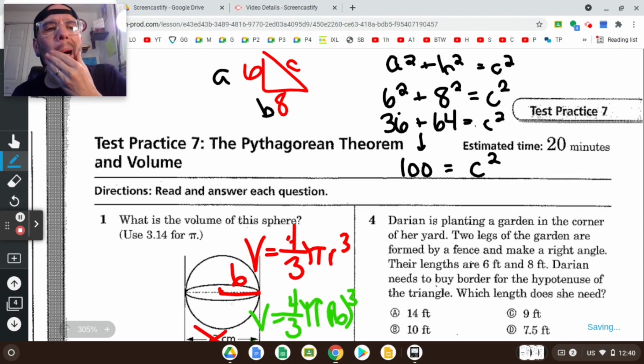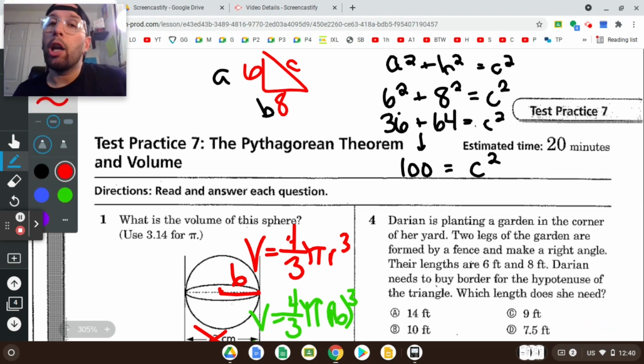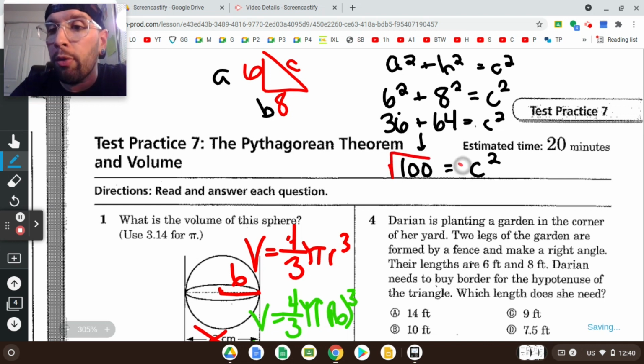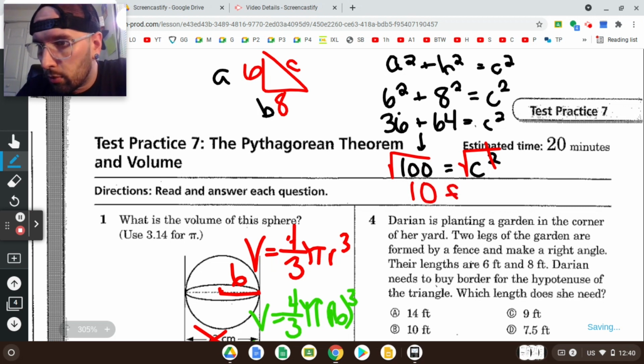Is c all by itself? No. What's in the way? Squared. How do we get rid of squared? Square root it, of course. Now, normally, when we square root both sides of an equation to solve, we attach a positive or negative symbol. But we don't here because this is a real-life example, and you can't have negative lengths. So I'm just going to get a 10. 10 what? 10 feet? 10 feet.